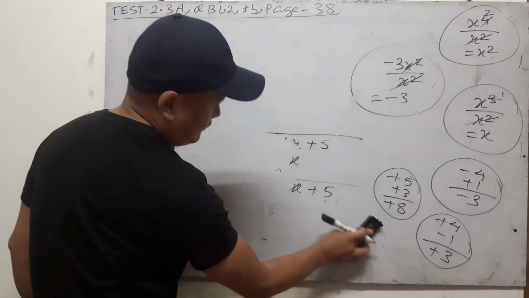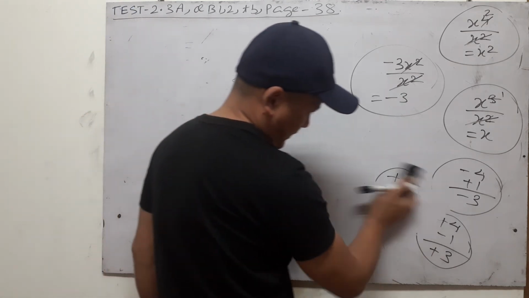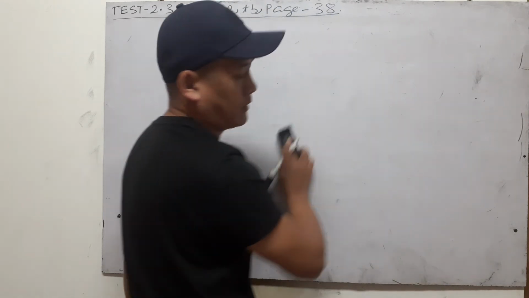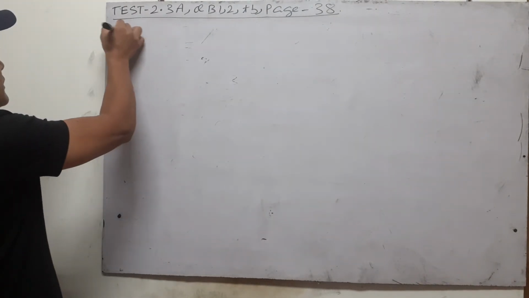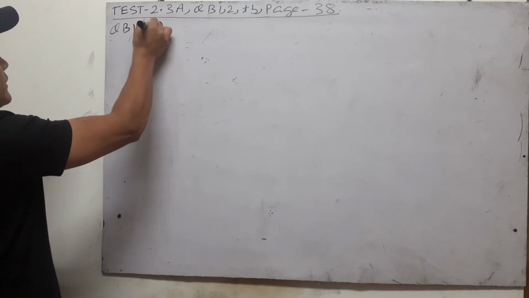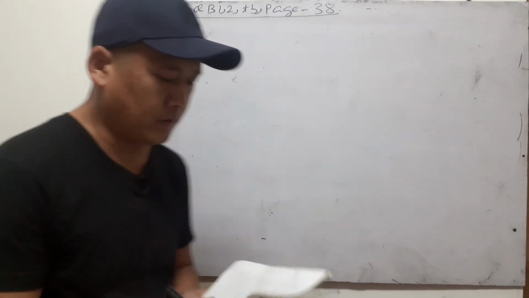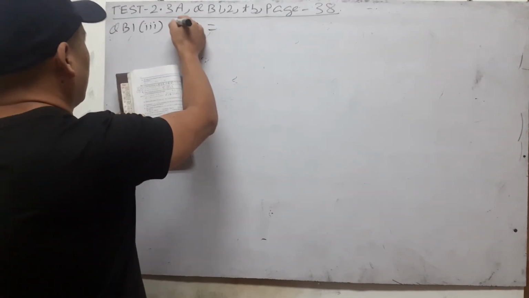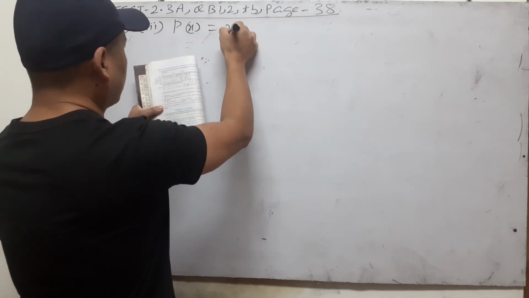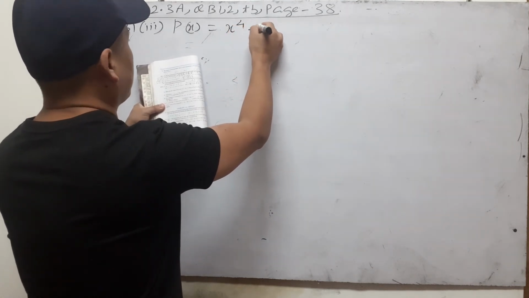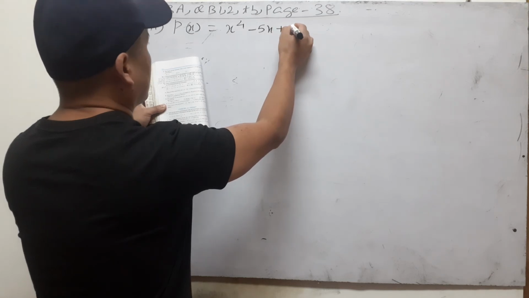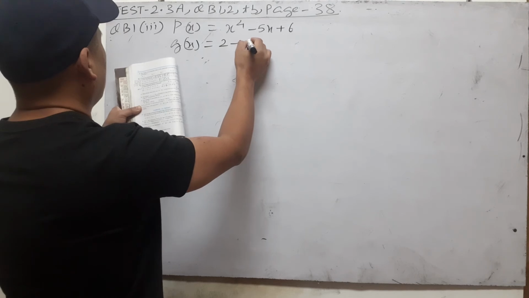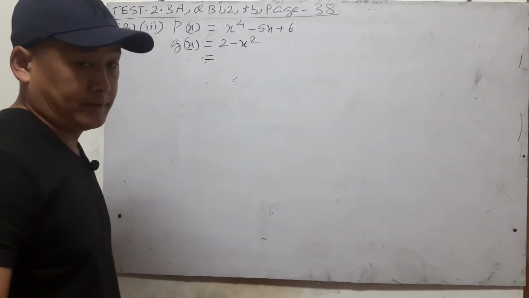I think we can do this faster, because we have done the first two relatively slowly, so we pick up nicely, or we understand nicely. So let's go faster with the next one. Question number B1, subheading 3. Write it down for us. P of x here is equal to x to the power 4 minus 5x plus 6, and then g of x is equal to 2 minus x squared.